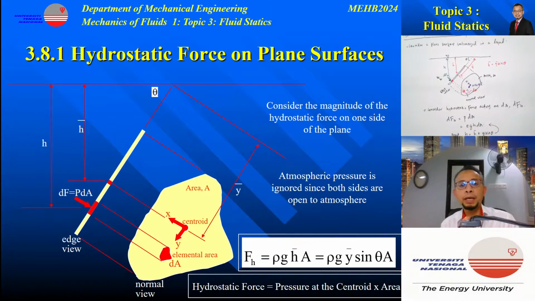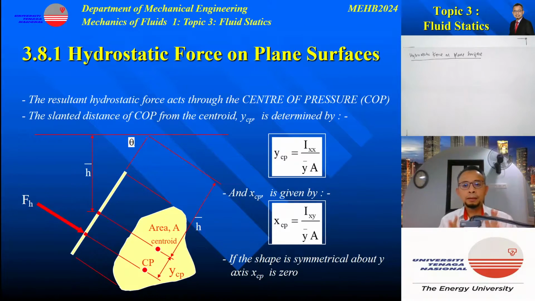So now we have shown that the hydrostatic force acting on the surface will be equal to pressure at the centroid multiplied by the normal area of the surface. Just now, we have determined the magnitude of the hydrostatic force. Next, we will determine the line of action of the resultant hydrostatic force. The resultant hydrostatic force will be acting through a point which is called the center of pressure, or COP.